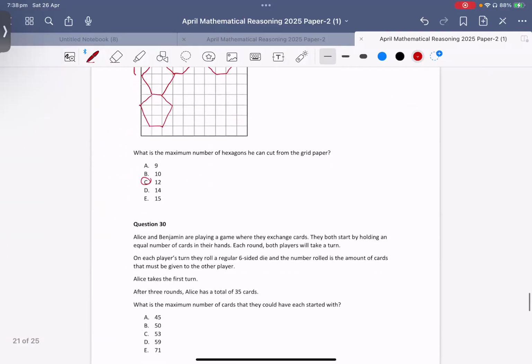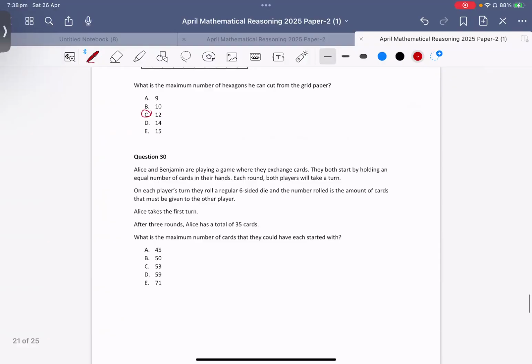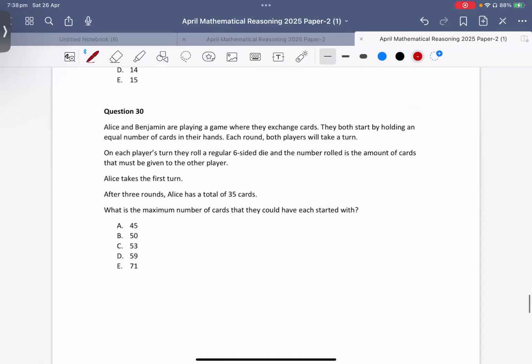Okay, question 30. Alice and Benjamin are playing a game where they exchange cards. They start by holding an equal number of cards in their hands. Each round, both players will take a turn. On each player's turn, they roll a regular six-sided die, and the number rolled is the amount of cards that must be given to the other player. Alice takes the first turn. After 3 rounds, Alice has a total of 35 cards. What is the maximum number of cards that they could have started with?